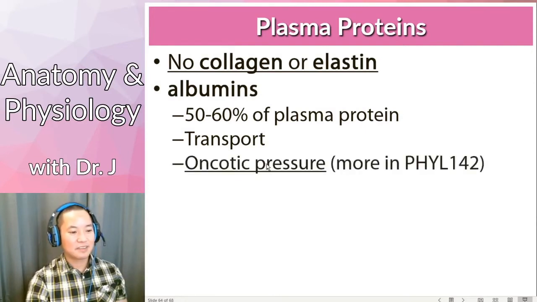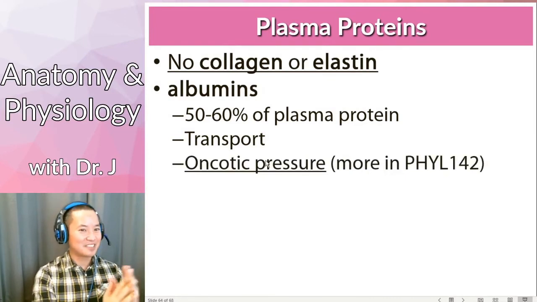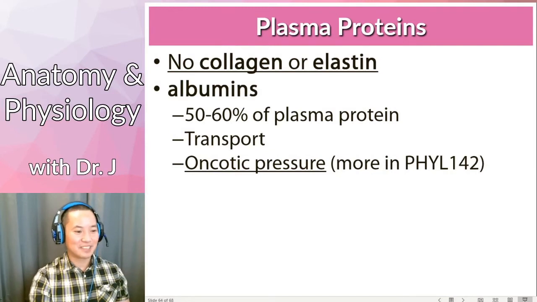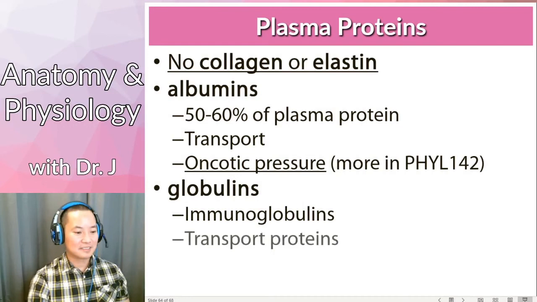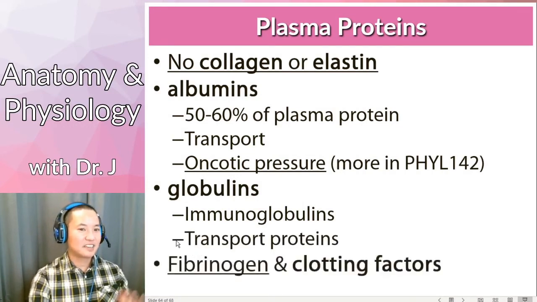And also more about oncotic pressure. This sounds like osmosis, right? But don't worry about it for now. We'll cover this more in PHYL 142. But albumins are very important proteins. Globulins include those antibodies you hear on the news so often. So you have a lot of protein in blood. It's not just cells. There are also transport globulins, and then fibrinogen and clotting factors. Again, this is more for PHYL 142. But what I'm getting at is that your blood is not just water and cells. You actually have all these proteins and other chemicals that help in the functioning of blood.